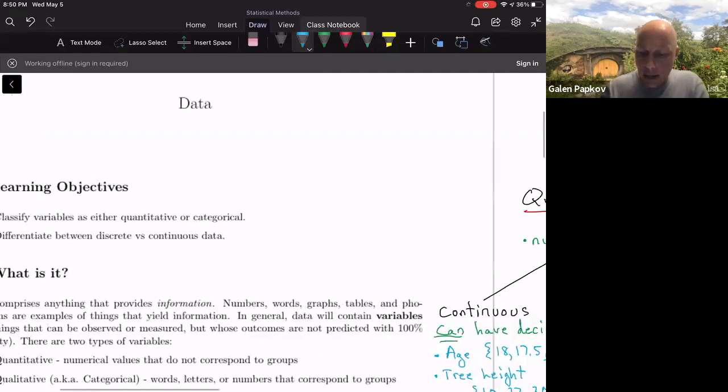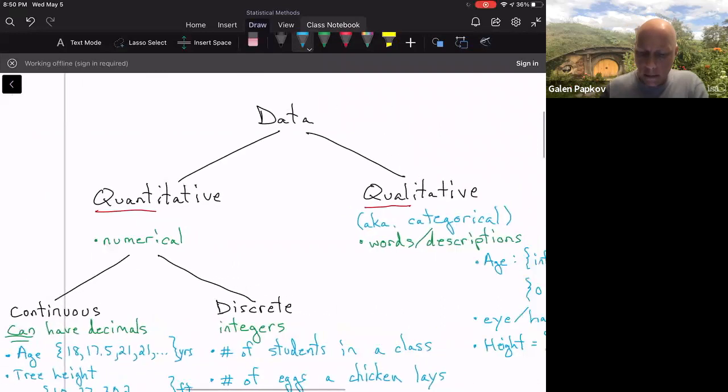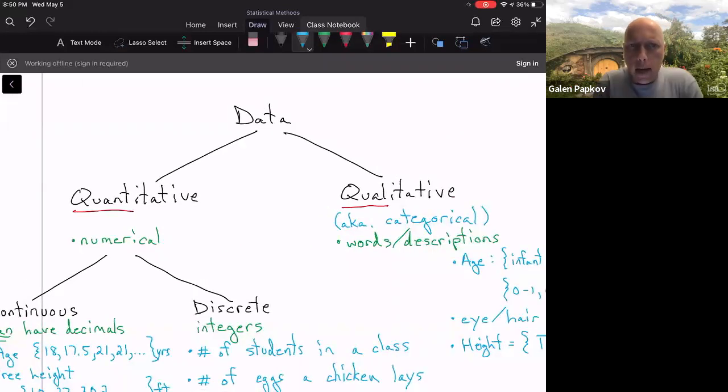So I made a lovely tree diagram over here that summarizes that. Again, quantitative will always be numerical, and qualitative will typically be words or descriptions. Not always, but pretty much if it's a word or description, it is definitely qualitative. If it's a number, it is almost always going to be quantitative.